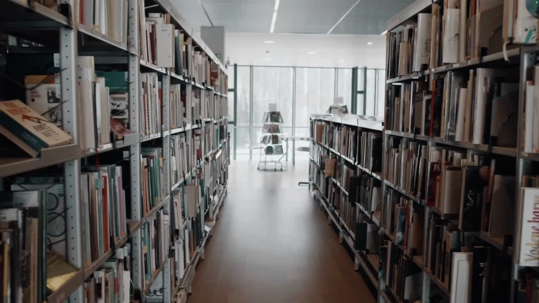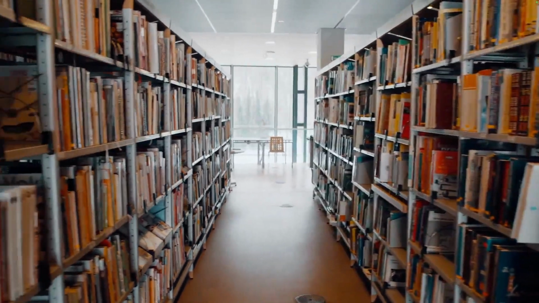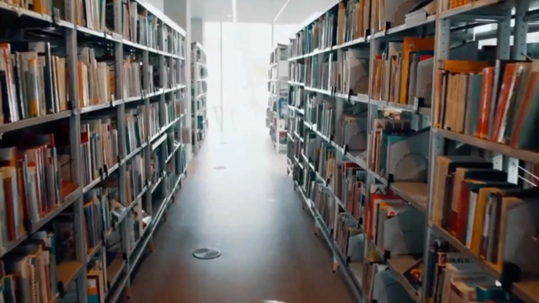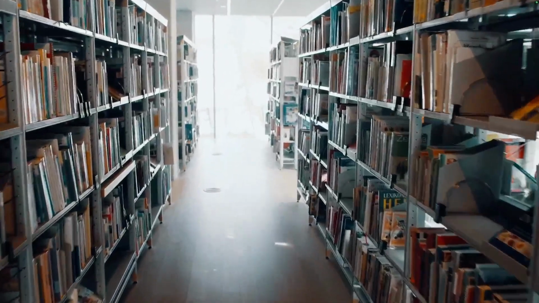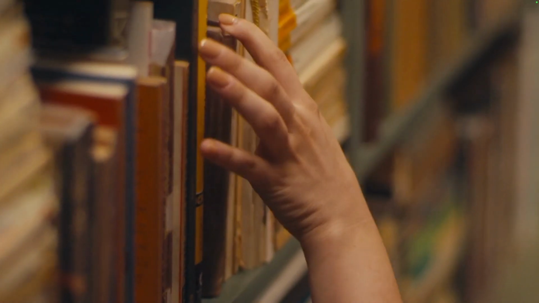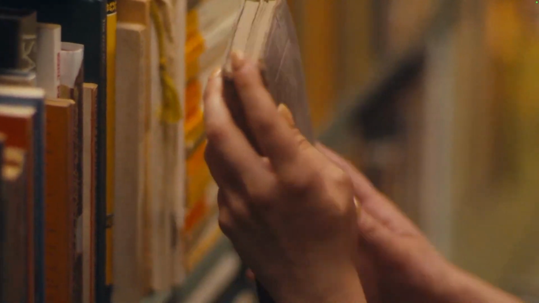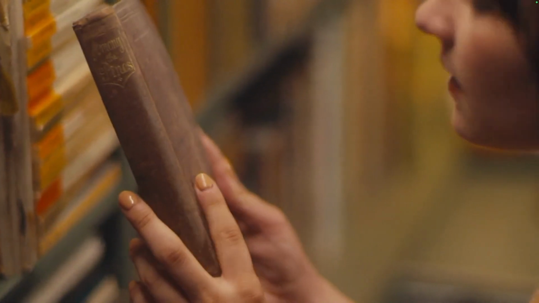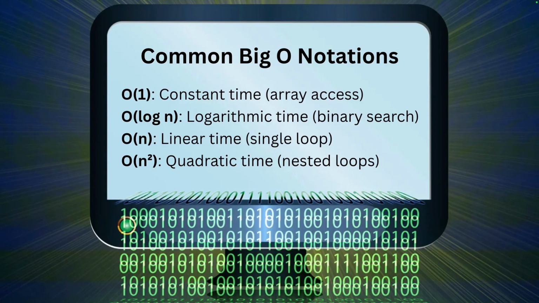If they know exactly where it is, that's super fast: constant time, or O of 1. If they have to check every book on a shelf, that's slower: linear time, or O of n, where n is the number of books. If they have to check every book in every shelf, that's even worse: quadratic time, or O of n squared.